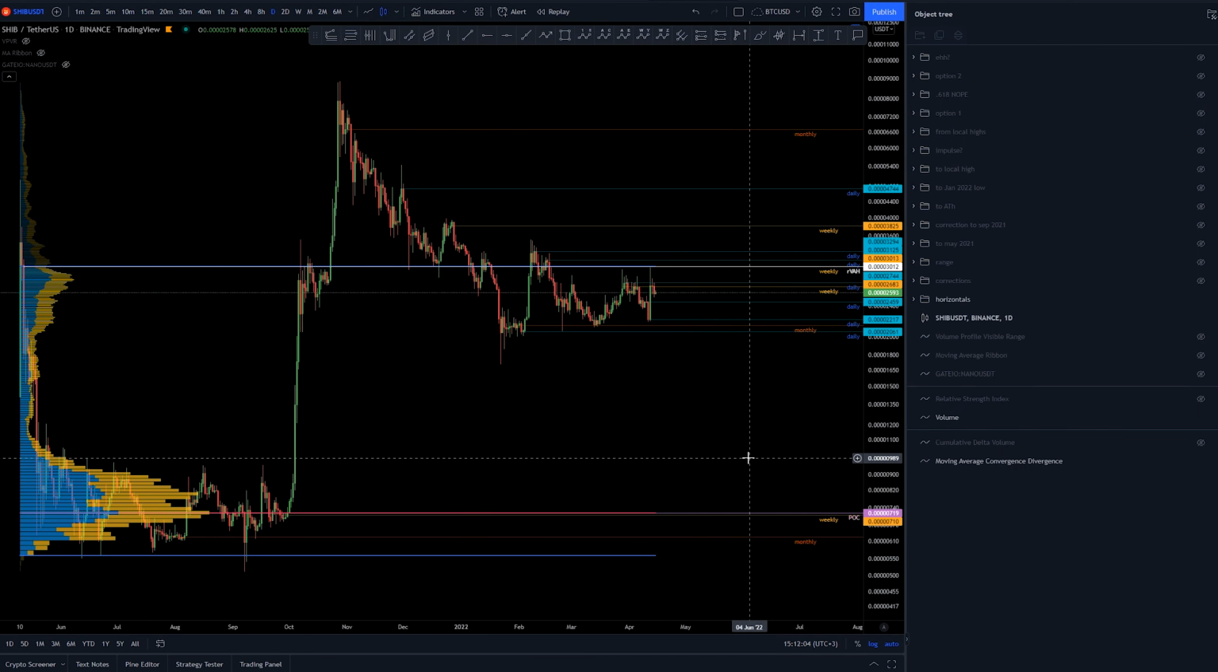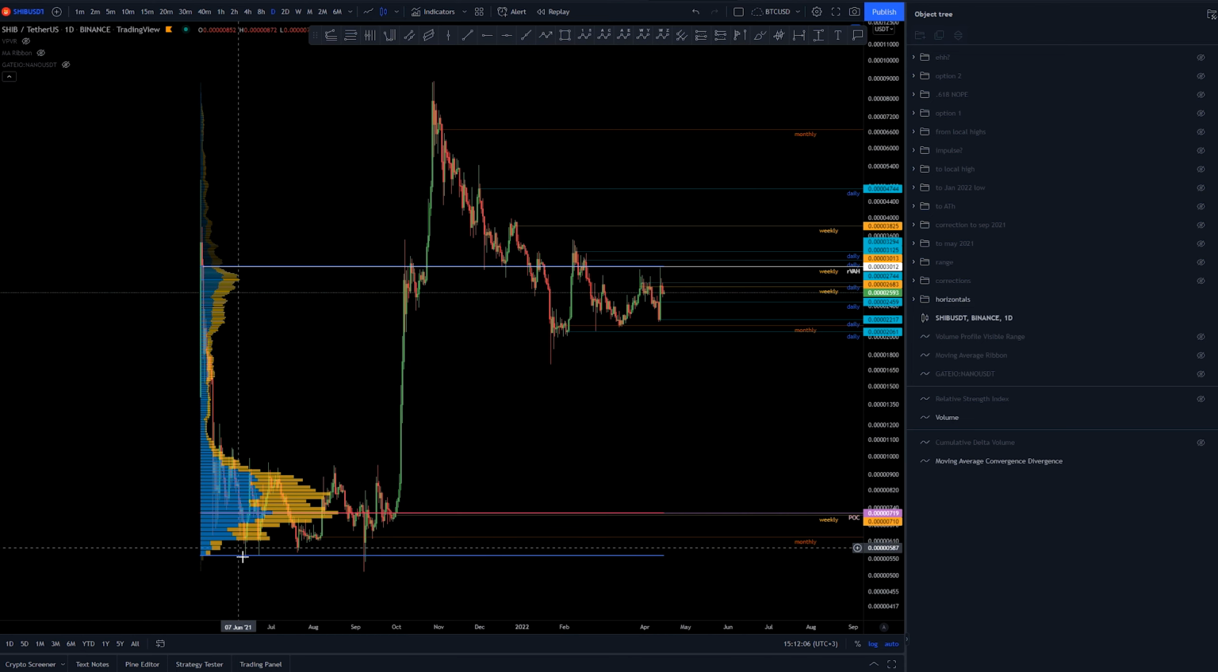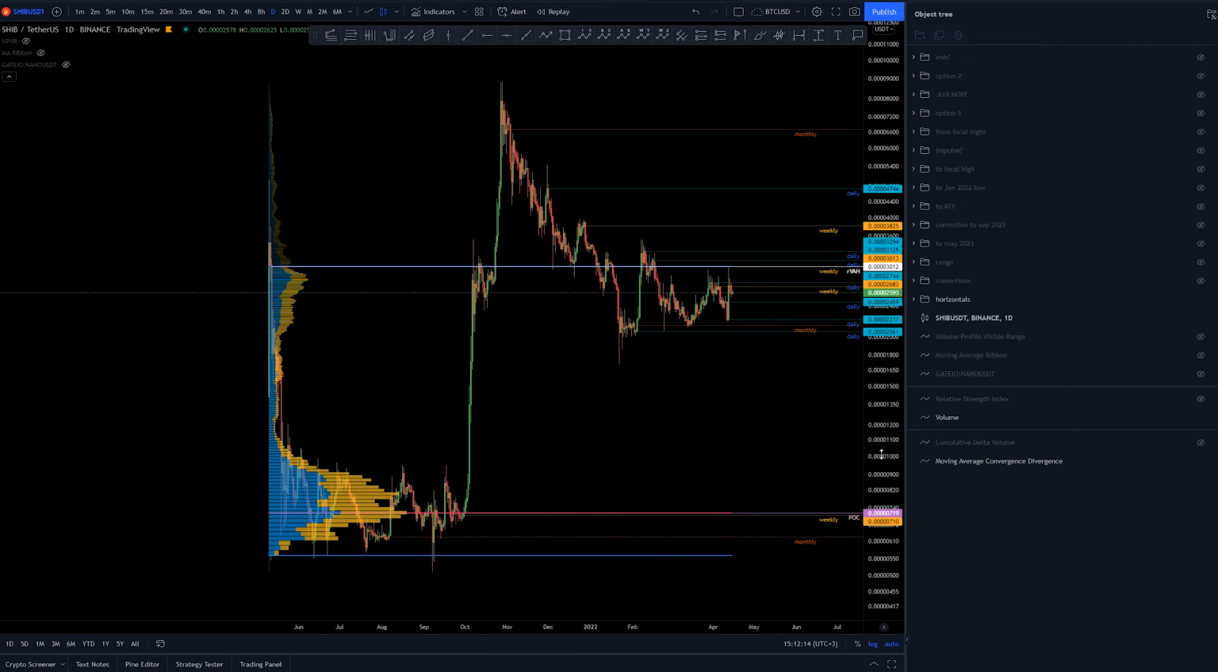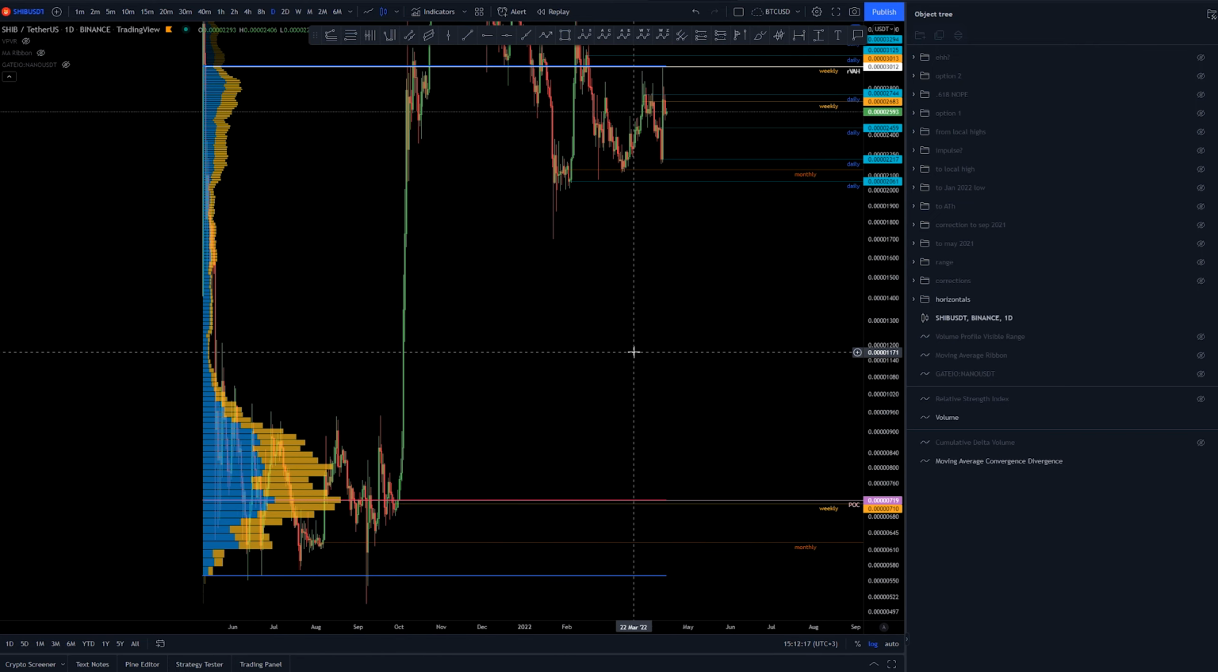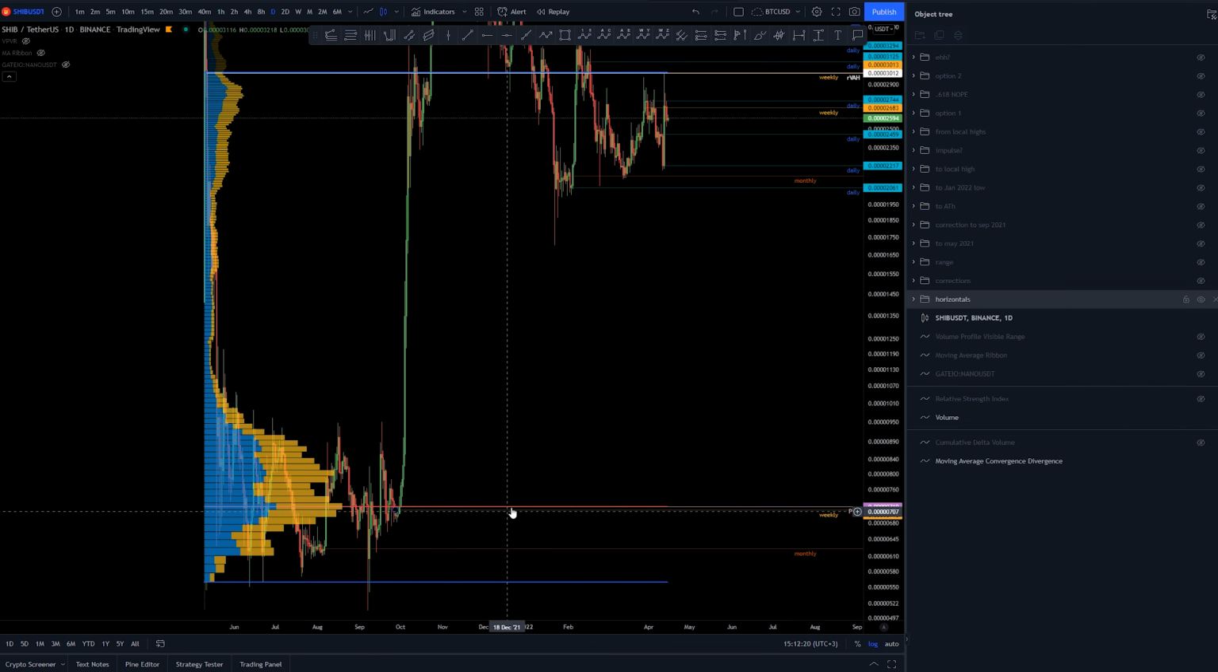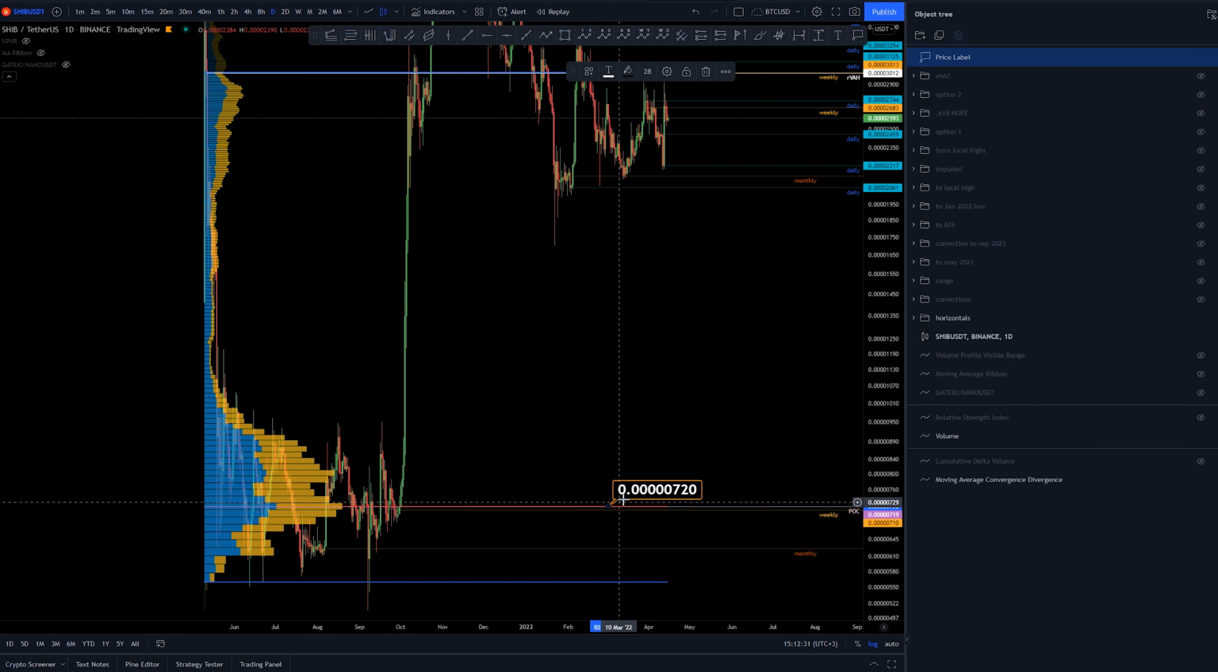So basically this volume profile is from the start of this whole coin history, and it's going to give us some important levels. So let's check those out first. The point of control, most volume traded, is down here, really low. I think that is 6 zeros or something. No, only 5 zeros and 720. There's also a weekly at that same point, which is going to give a nice support if we ever get down here.